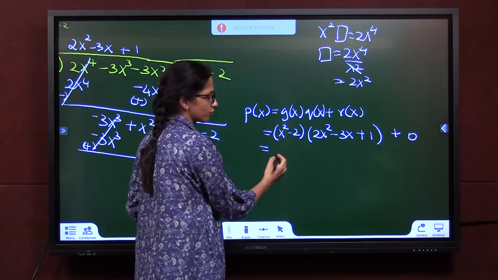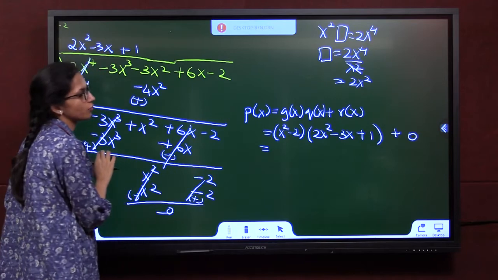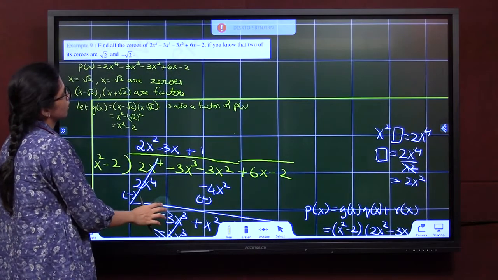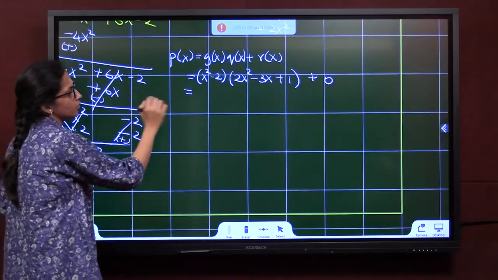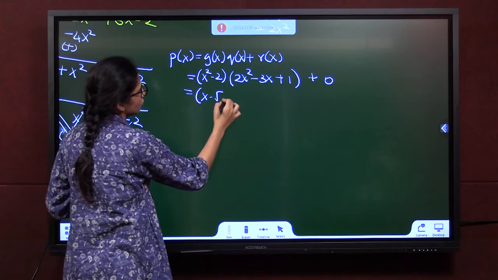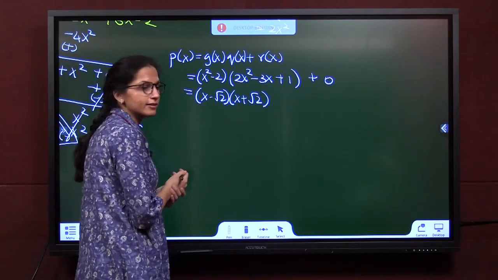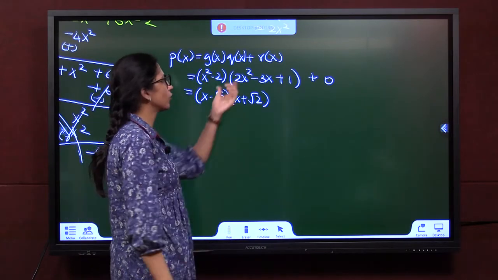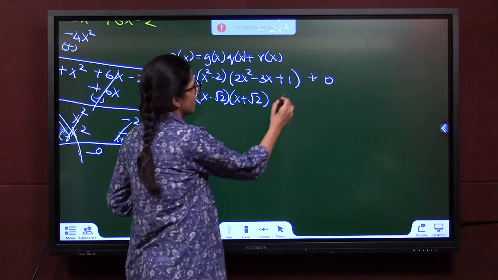We already know x square minus 2 on top. How did we get it? We already know the factors of x square minus 2. What were the factors of x square minus 2? x minus root 2 into x plus root 2, correct? So this is nothing but x minus root 2 into x plus root 2. We already know that. What are these remaining factors? This is our important part. That's why I told you the quotient will have the remaining factors. See, it has the remaining factors.